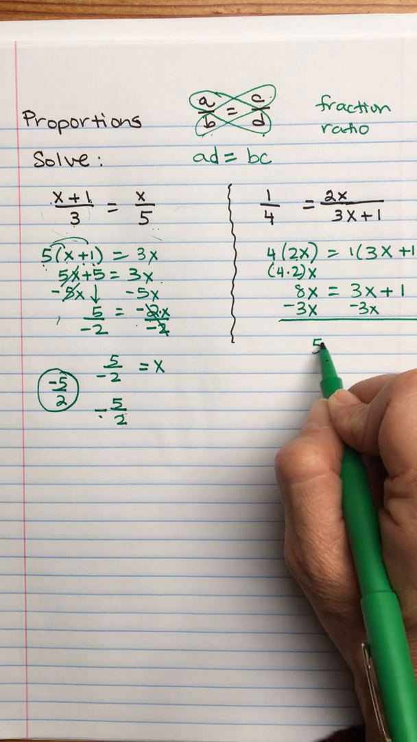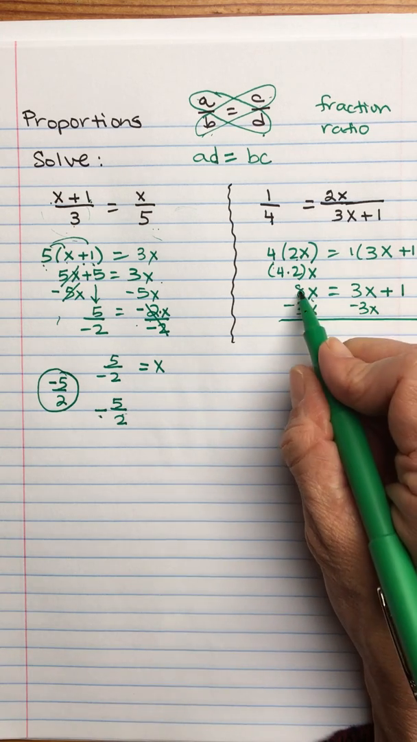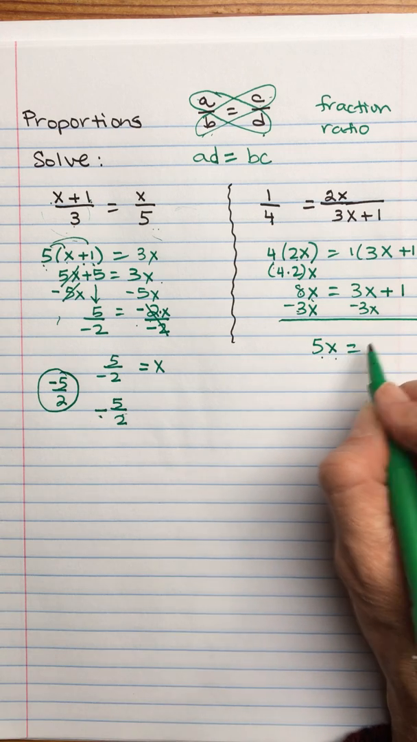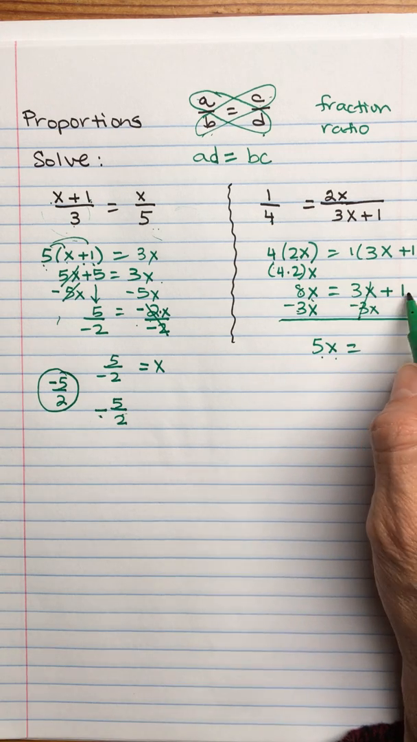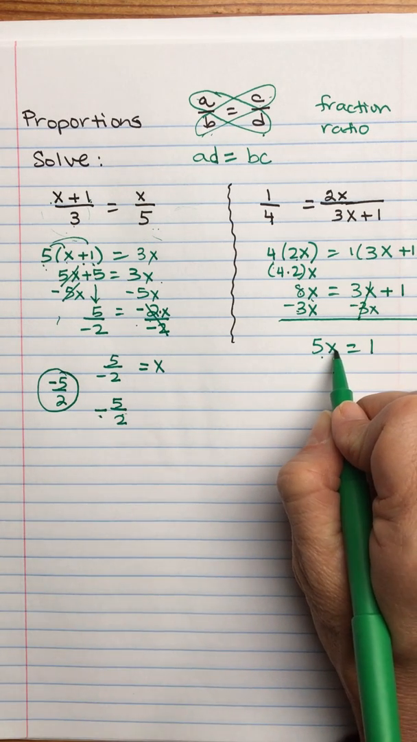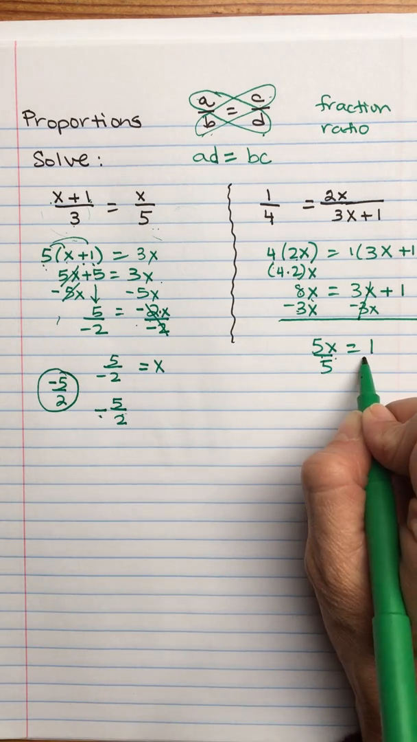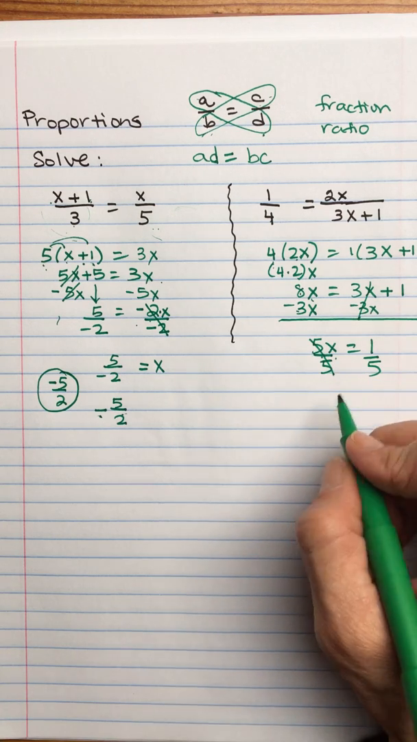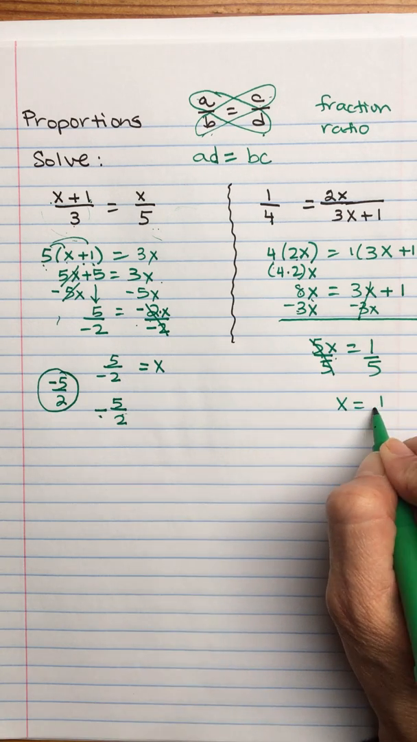8x minus 3x is 5x. The x carries along. You subtract the coefficients. Equals, right, they canceled on the right like they were supposed to. Leaves behind the 1. 5 times x, get the x by itself by division. Divide by 5. x equals 1/5.